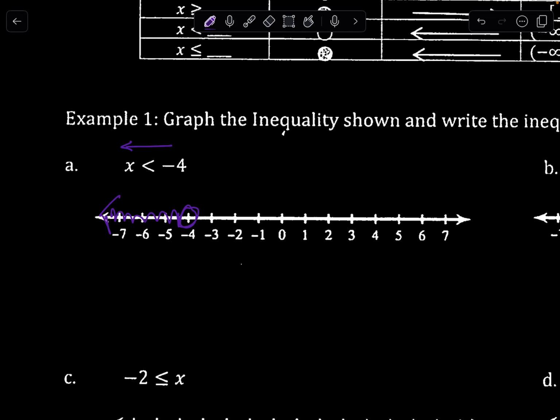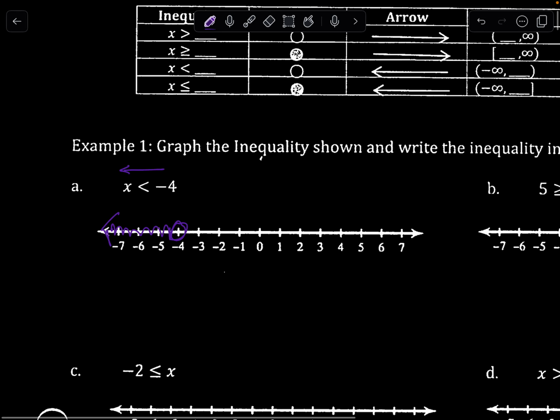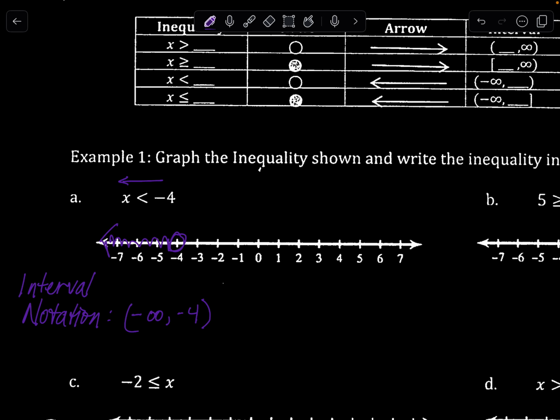Now, how are we going to write the interval notation? We are just going to be describing everything that this line that we have drawn touches. The interval notation for this problem is going to be -∞ to -4, with parentheses on each side of them. Now, where's this -∞ coming from, you might be asking? As you can see here, the arrow is going further and further left, and it's going to go forever in this direction.